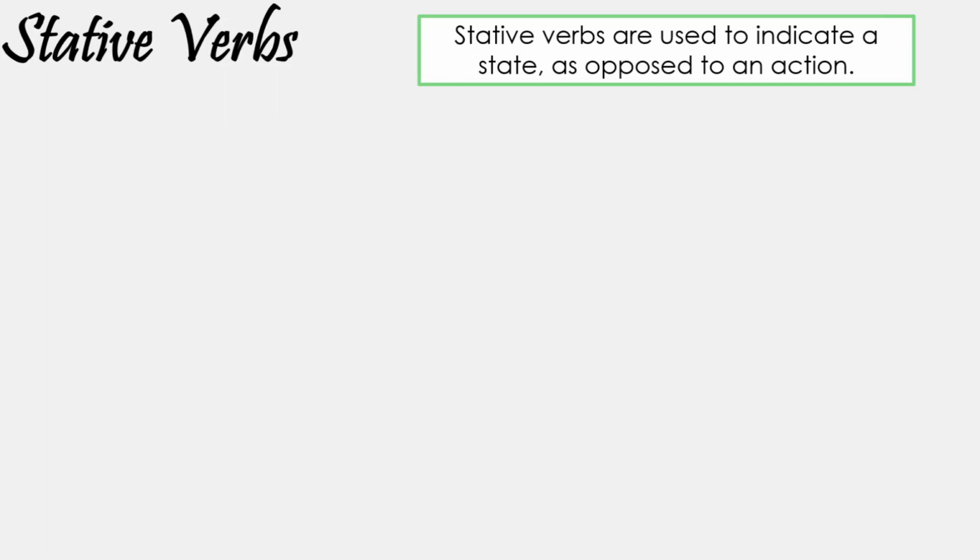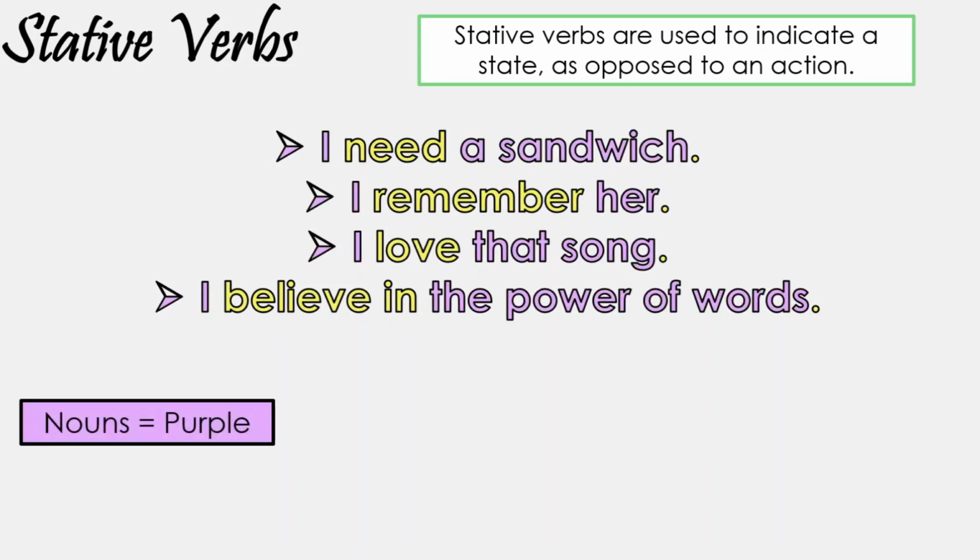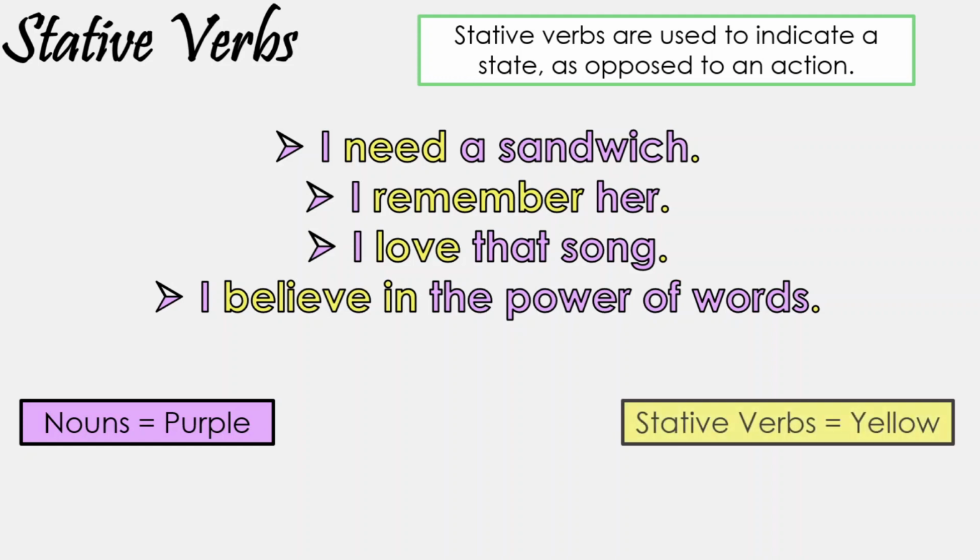Let's take these sentences as examples. I need a sandwich. I remember her. I love that song. And I believe in the power of words. First, we need to get the noun phrases and the pronouns covered, seen here in purple. And the words that are left aren't actually to do with movement, are they? They're all to do with the state or the condition of the noun. So you don't have to move to remember something or to believe in something, do you?